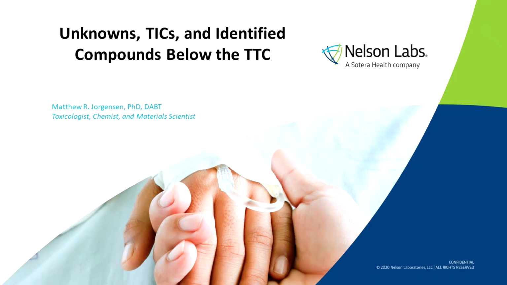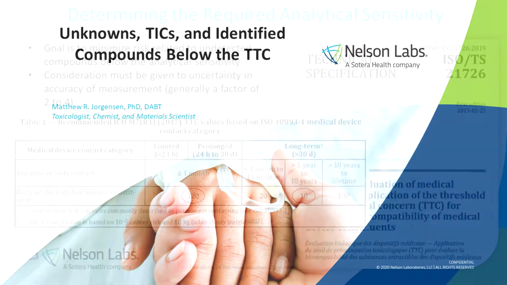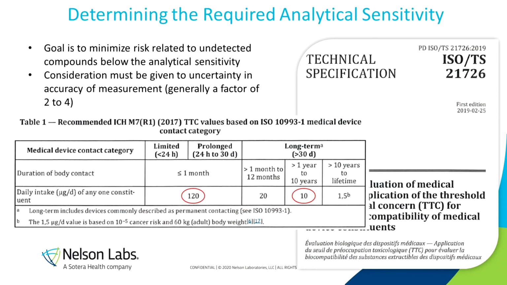This is my poster presentation titled Unknowns, TICs, and Identified Compounds Below the TTC. One of the topics receiving a lot of attention in the E&L community has been the sensitivity required for extractable screening studies. This sensitivity is the analytical evaluation threshold and is based on the theoretically acceptable amount of individual compounds which might remain undetected in an extract. In other words, we need to know how small of a dose is so small that we don't worry about needing to identify it or report it.